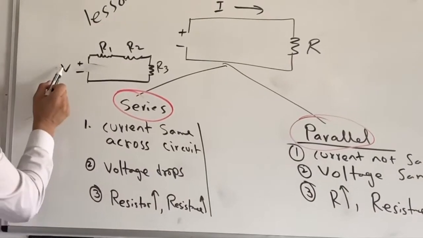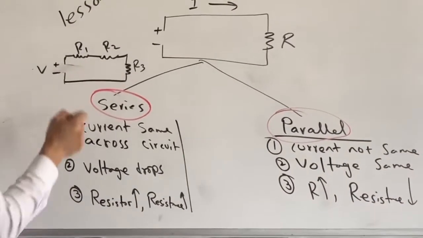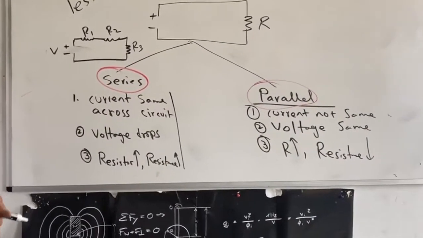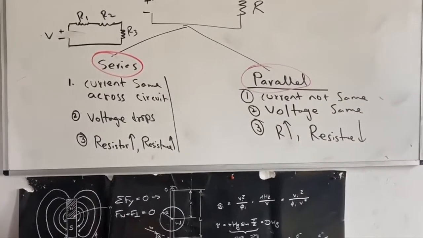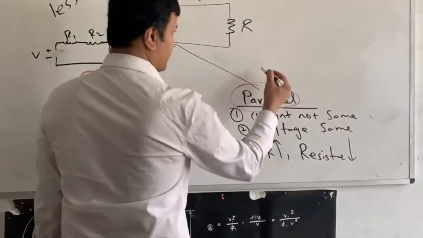The charges have one path. An electron has one path. Does that make sense? Electron carries the charge, so how many ways can it carry? One way.